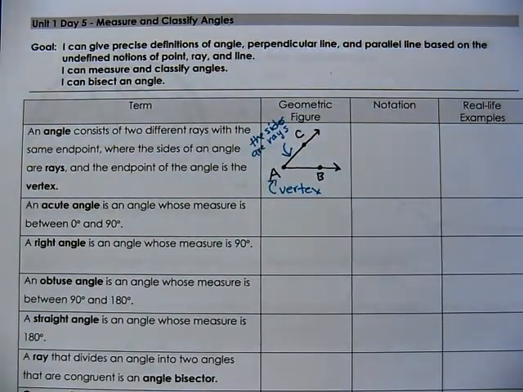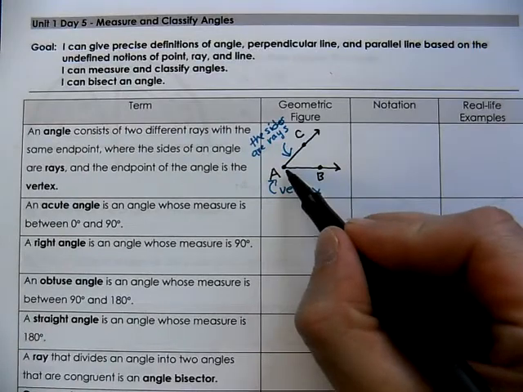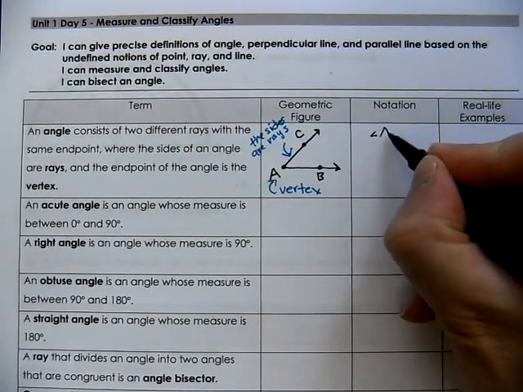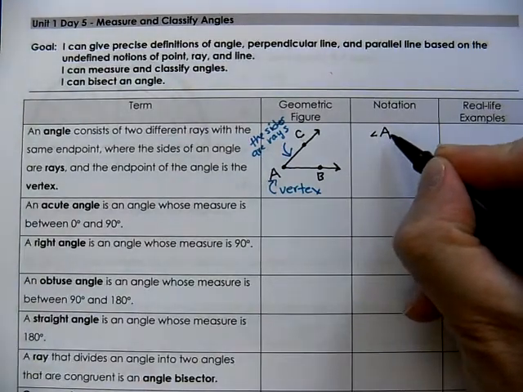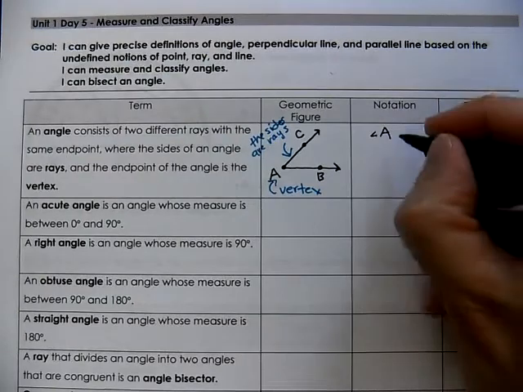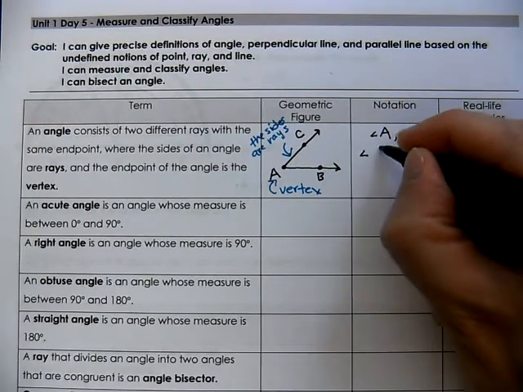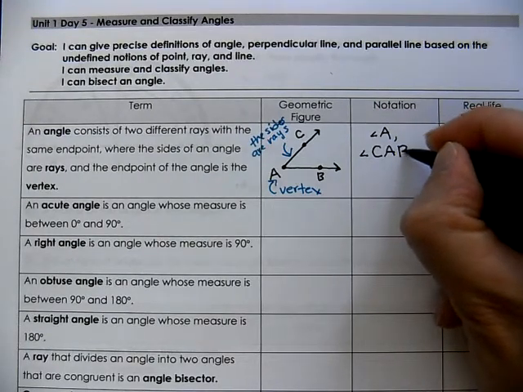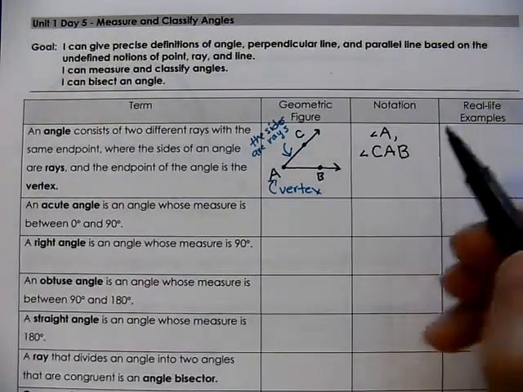Alright, so when we are naming an angle, we are going to use the name of the vertex. In this case, we have a capital A. So we would call this angle A. We use a little miniature angle symbol right in front of the capital letter. Or we can use a 3-letter combination, and the letter of the vertex must always be in the middle. So we could call this angle CAB.